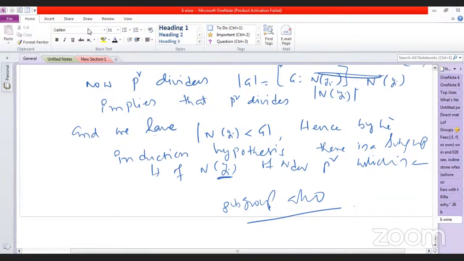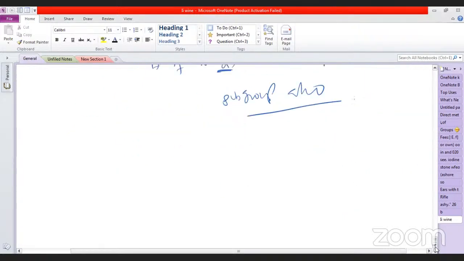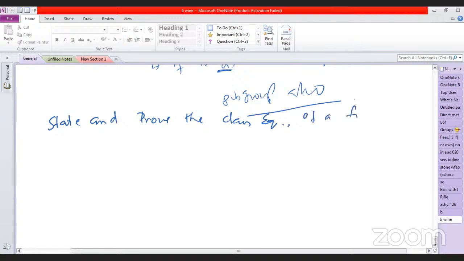So now, I have told the class equation. Now I am going to the class equation. Please respond. Yes, sir. State and prove the class equation of a finite group. All are important. In the first, I will take the basic concepts here.